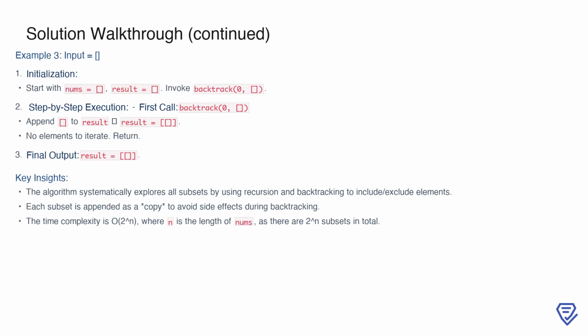This highlights the systematic nature of the algorithm, which uses recursion and backtracking to include or exclude elements at each step. Importantly, subsets are appended as copies to prevent unintended side effects during backtracking. The overall time complexity of the algorithm is O(2^n), where n is the length of the input array, as there are 2^n subsets in total. This approach ensures that all subsets are explored efficiently and correctly.